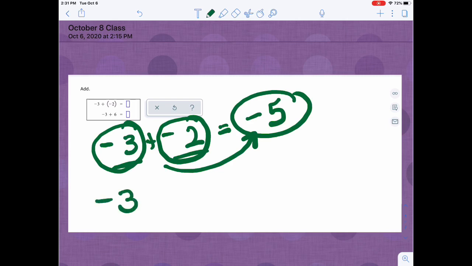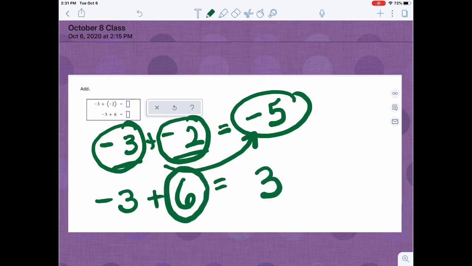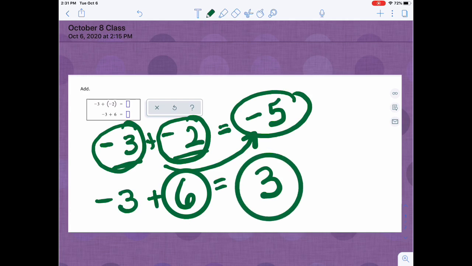Then we have -3 plus +6. So we have 2 different numbers. That causes a war, and so we actually end up subtracting. 6 minus 3 is 3. And then we look at the number that is bigger to figure out who's going to win the sign for the end. In this case, 6 is positive, so the answer 3 is also positive. If you go back to the bad guy, good guy conversation, we've got 3 bad guys, 6 good guys. They're not equally matched. So when the 6 good guys attack the 3 bad guys, they kill off all of them, and then there are 3 good guys left.